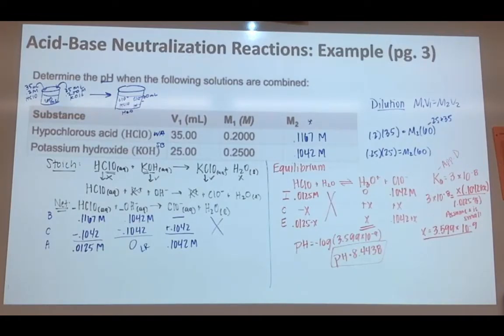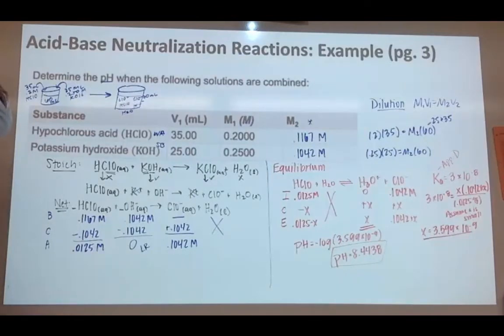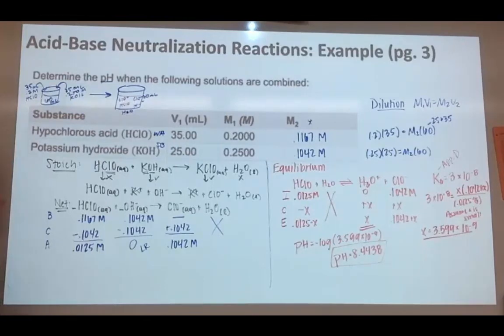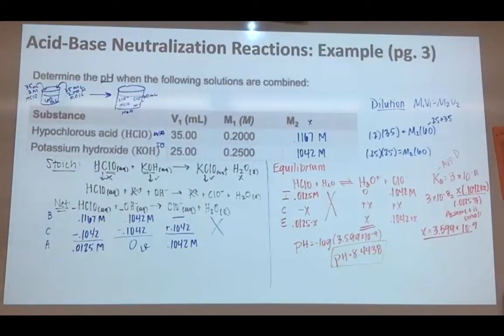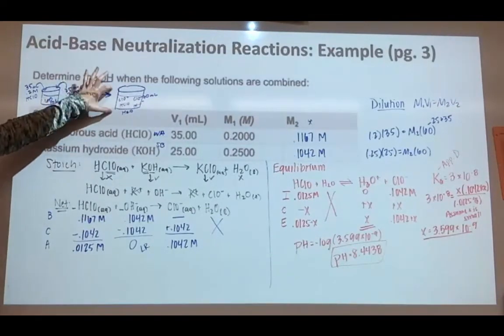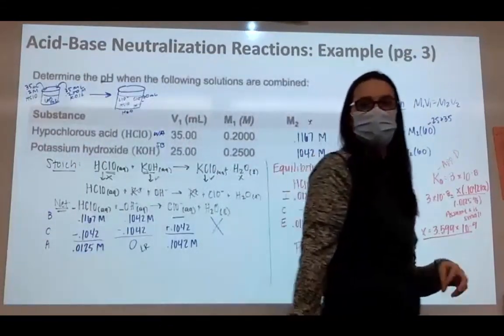Would we rather have a strong neutralization? Yes, because it's just stoic. Will we always have that? No, because why would we? So when we have any neutralization, we go through the same steps. Use dilution first. Figure out what the new molarities are. Then look at the neutralization, look at the stoichiometry. If you have something weak left over, think about what is in the container. If you have something weak left over, then you have to look at equilibrium.